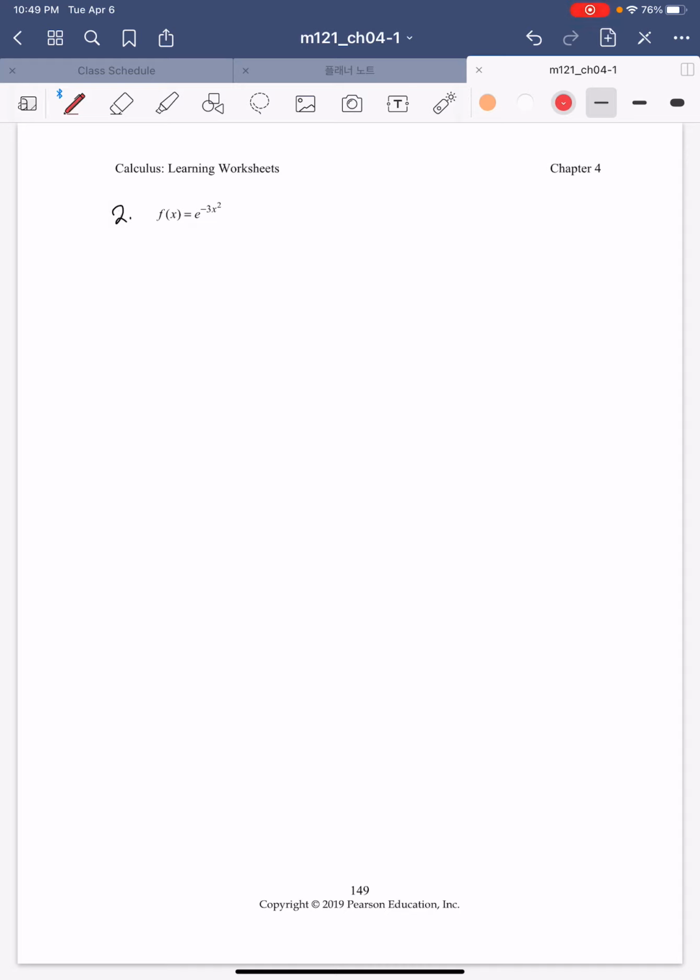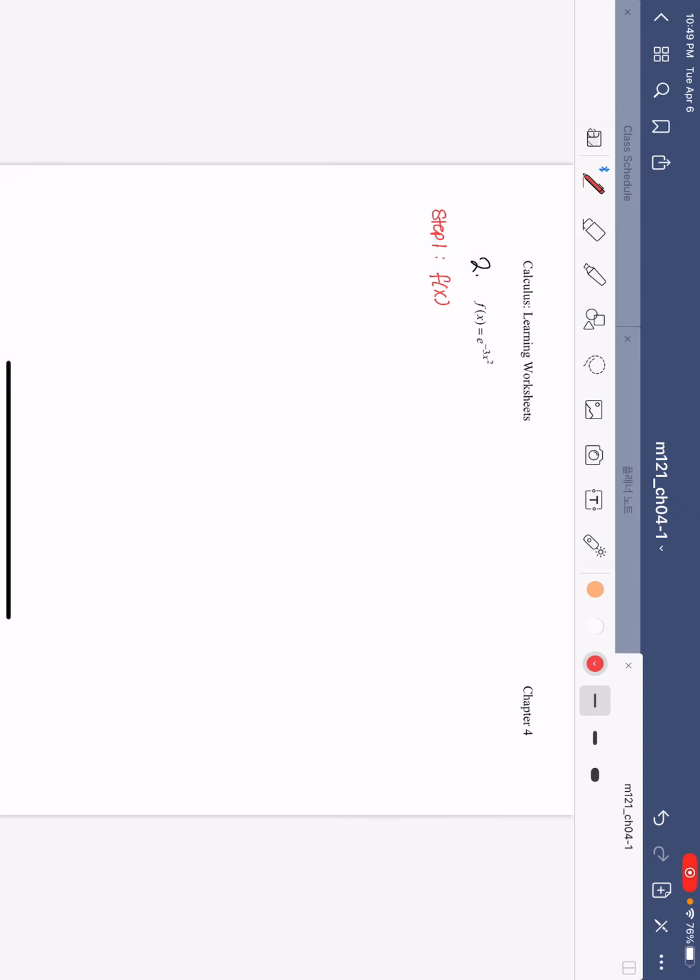Let's take a look at our second example. And again, we are going to go through those 4 steps. So let's start with step 1. Step 1 is analyzing the function itself by looking at domain, x- and y-intercepts, and vertical and horizontal asymptotes.